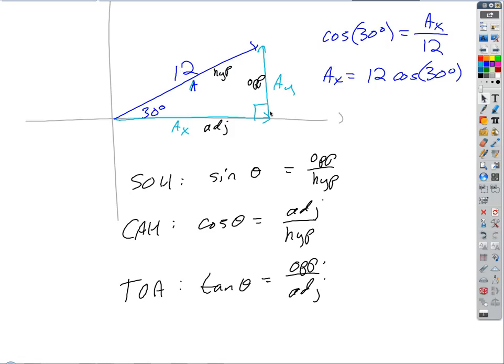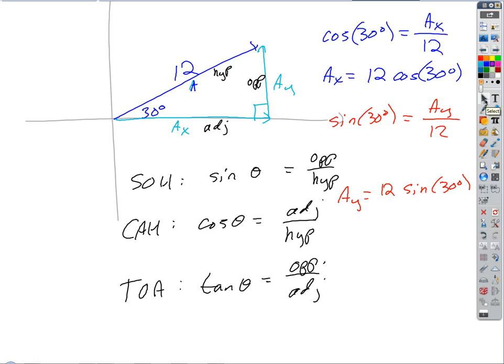Sine, okay, good. So we've got the sine relationship. We know that sine 30 degrees, just a calculator number, is equal to the ratio of opposite, which is a sub y, over hypotenuse, which is 12. So by the same logic we had previously, we can solve for a sub y, and we're just going to get 12 sine 30 degrees.